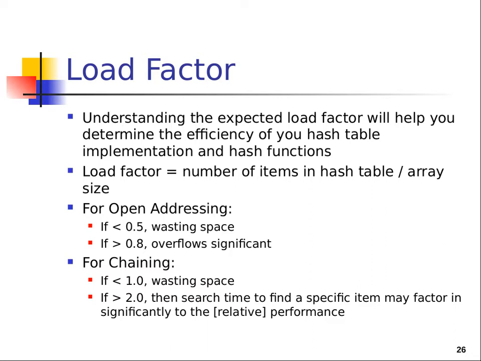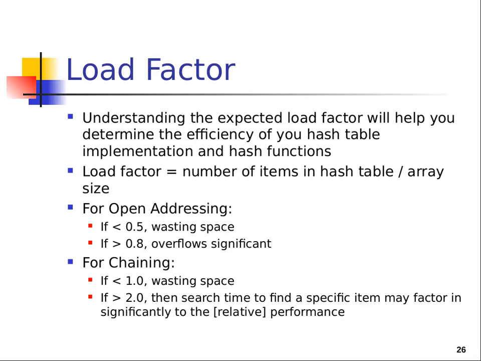How do they find these numbers? Take a guess. Statistical analysis. There you go. They found out that somewhere between 50 and 80% is good. I think Java does 0.75, so 75%. It depends on your implementation.